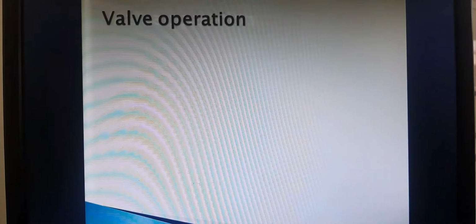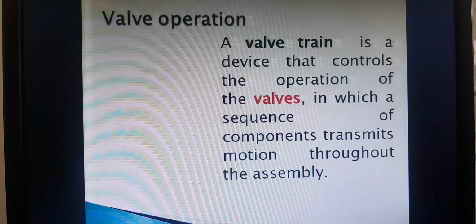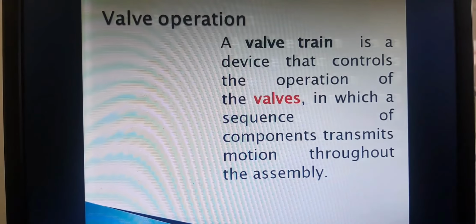Okay, so let's go on to the valve operation. So what do we need? We need a valve train to operate the valves. A valve train is a device that controls the operation of the valves, in which a sequence of components transmits motion throughout the assembly.